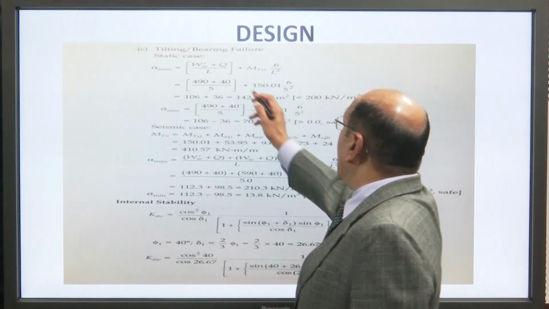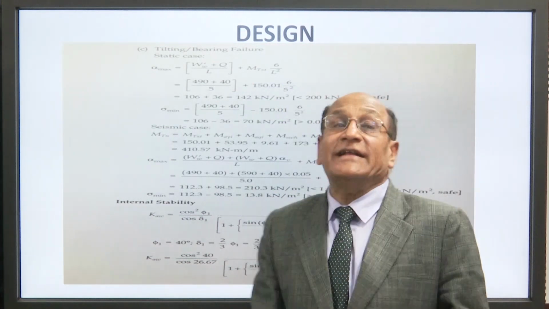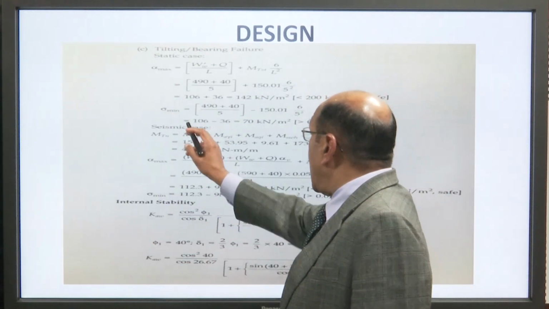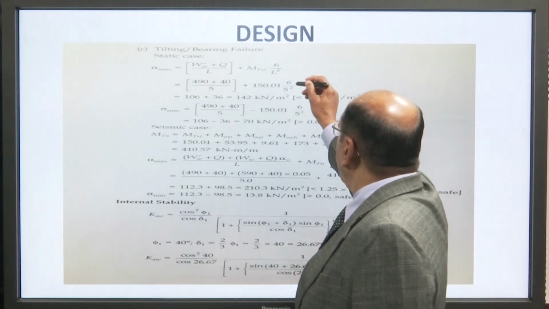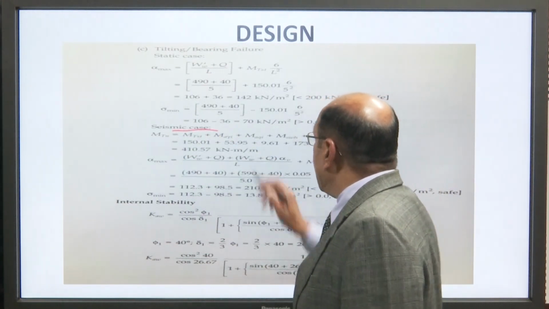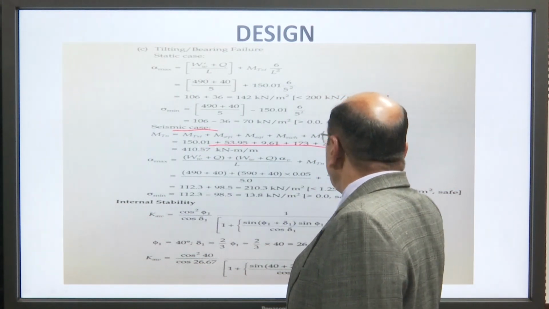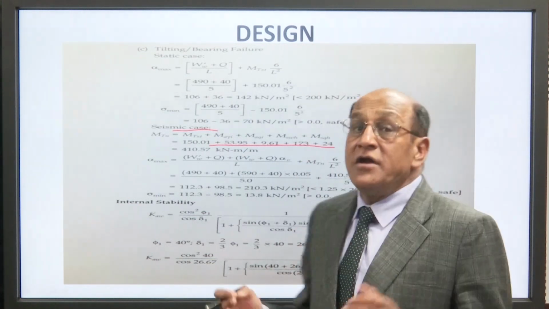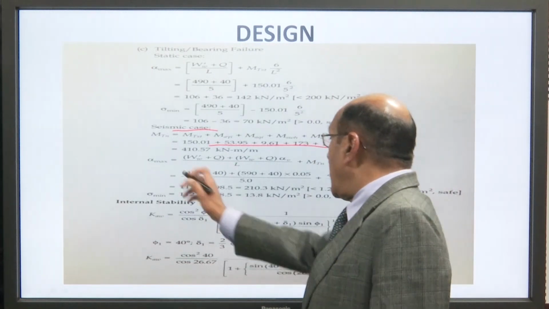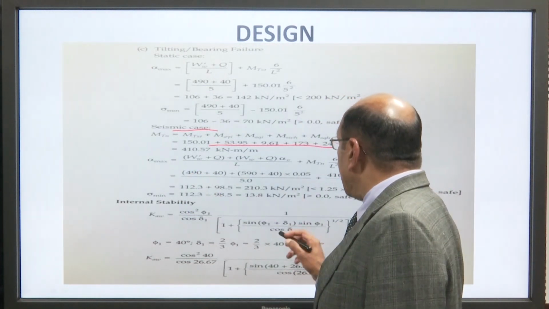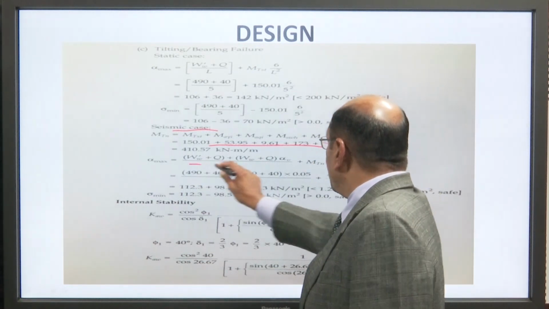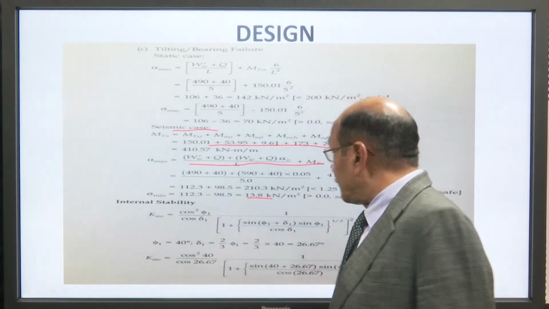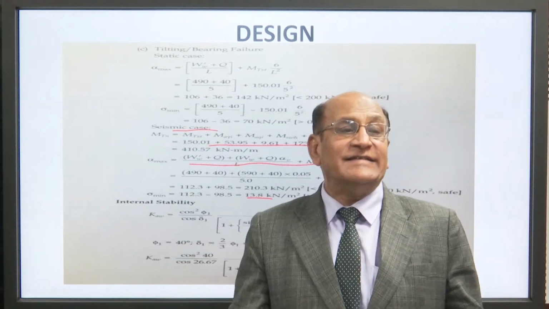Now go for tilting and bearing failure. First we will consider the static case in which we can calculate alpha maximum and alpha minimum. Finally we get this one. So for the seismic case, we have to add each one of these. Finally it will come to 410 kilonewton meter per meter. So alpha maximum, after putting the value of each parameter in this equation, we will get 13.8 kilonewton per meter square, which is more than 0, hence it is safe.